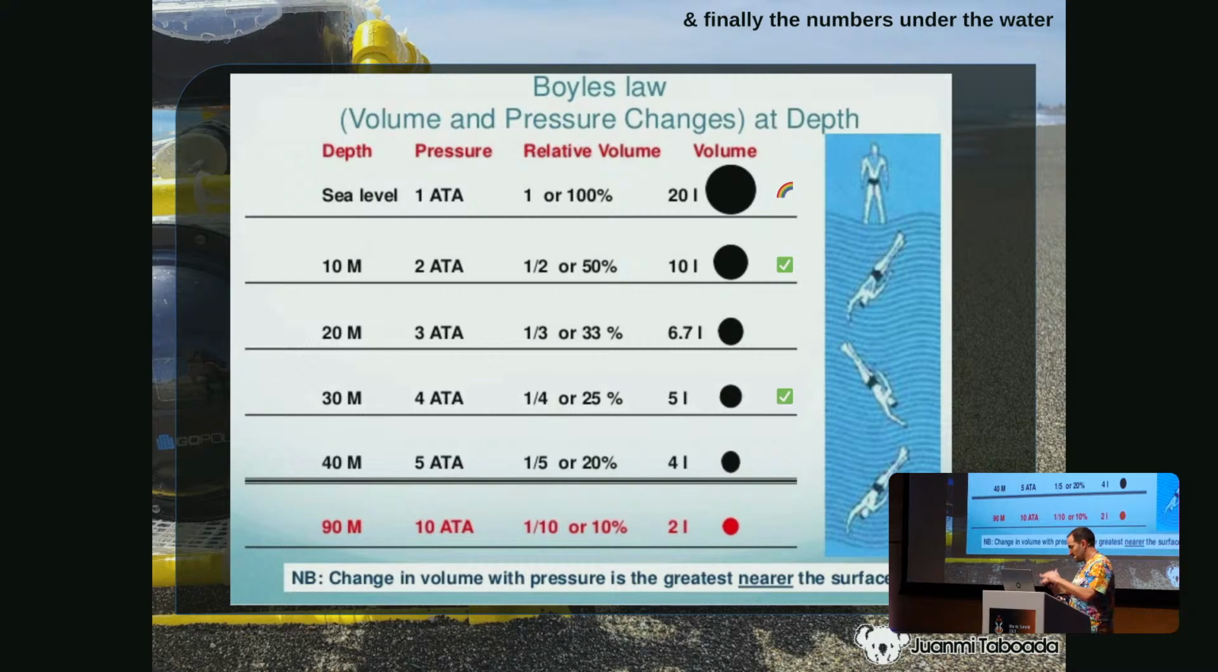If you look, there's a lot of information, but if you look at the depth and the relative volume, you will see that in the first 10 meters, you compress the air to the double. You get the double pressure, and your volume gets to the half. So you pass from one volume to the half of it in just the first 10 meters. In the next 20 meters, you do it by the third. So the most important compression is happening in the first 20 meters.